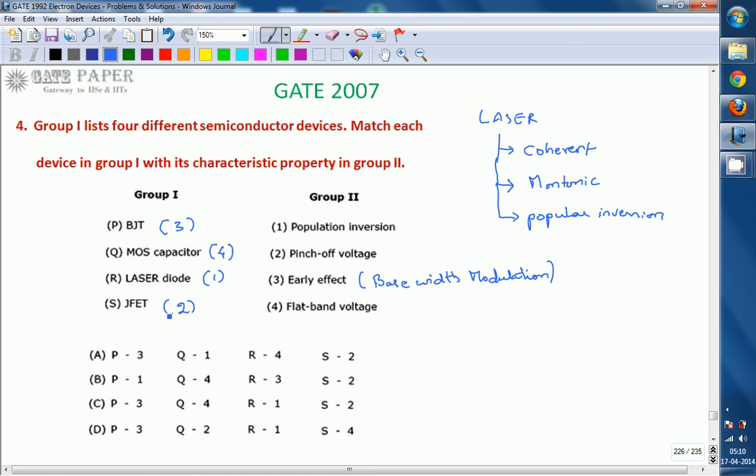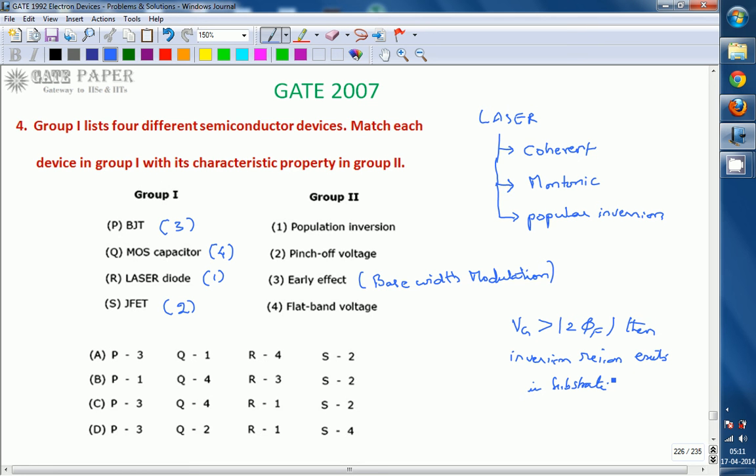Inversion layer is going to take place. If Vg is greater than 2 times the flat band voltage, then the inversion region or inversion layer is created in the substrate. Otherwise the inversion layer will not be created. So MOS capacitor is related to flat band voltage.